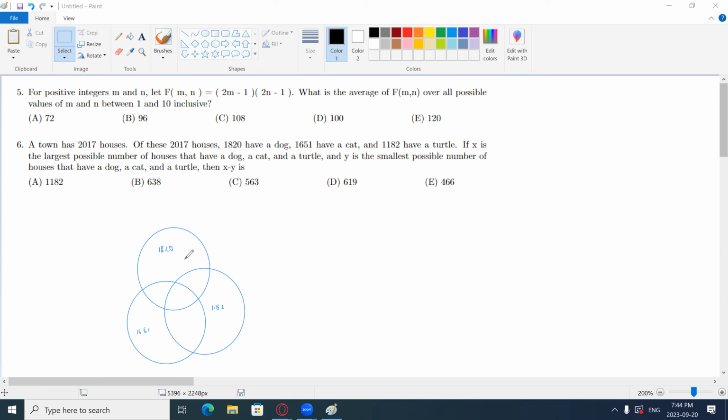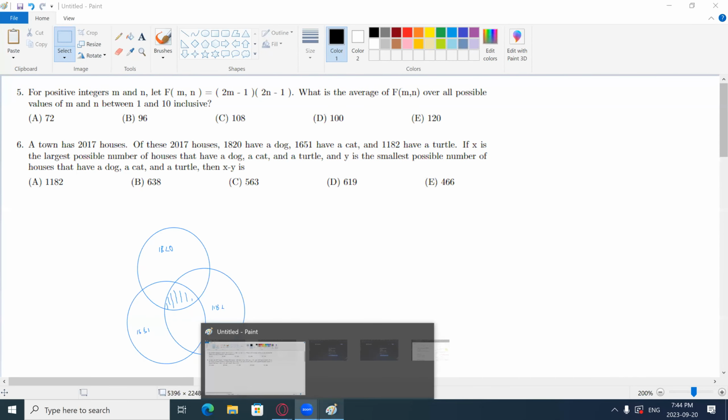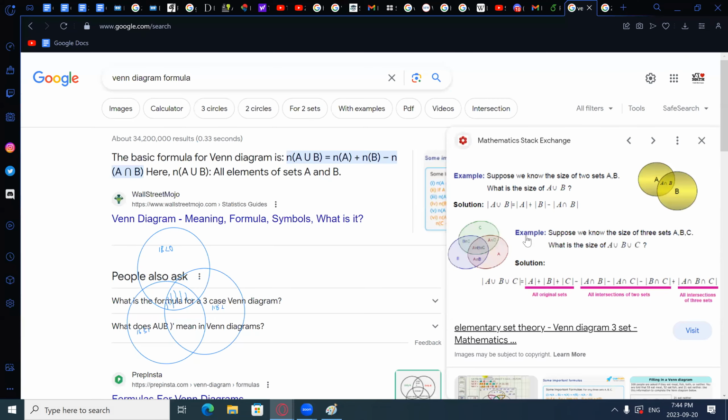Okay, so if the house has a dog, a cat, and a turtle, then that house is living in here, because that's where all of them cross. Actually, there is a formula to describe something that we will need to use. This formula says that if we want to calculate the number of houses here, we can apply this formula to find it.